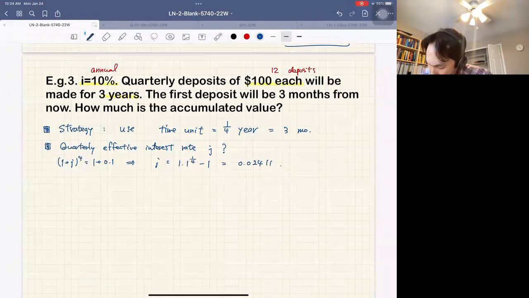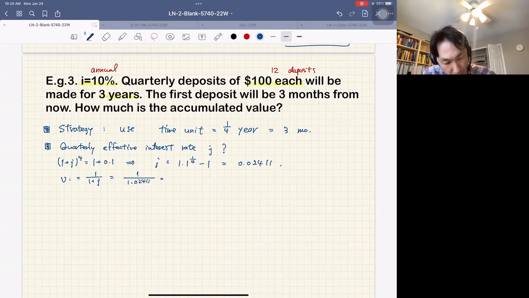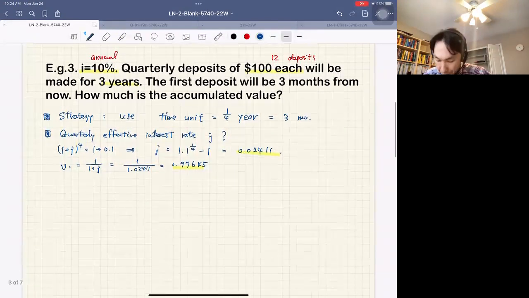And now we also define v. We define v as 1 over 1 plus j, not i. So this becomes 1 over 1.02411. So this becomes 0.97645. Okay, so this is the v. So now we can use this and this for the quarterly diagram.